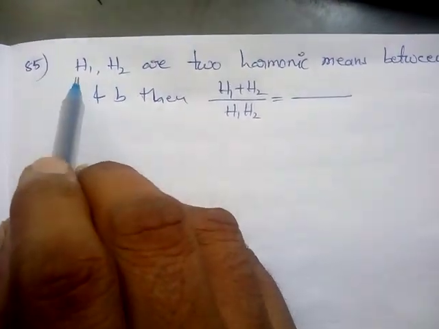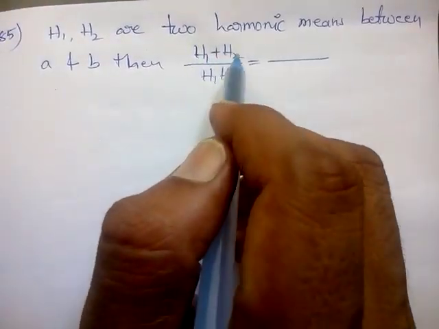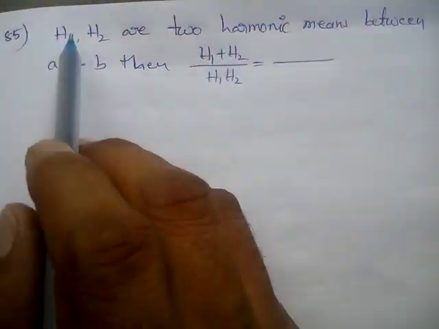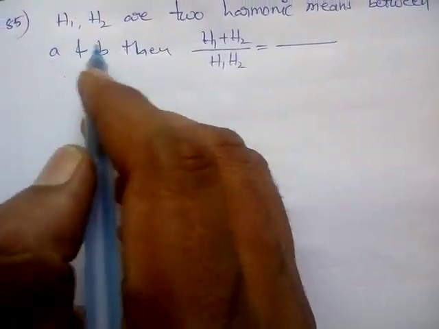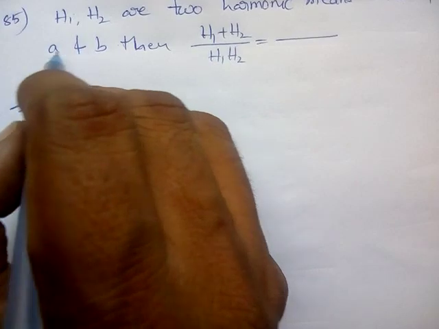Problem 85. H1, H2 are two harmonic means between A and B. Then find (H1 plus H2) by (H1 H2). Solution. Here H1, H2 are two harmonic means that lie between A and B.